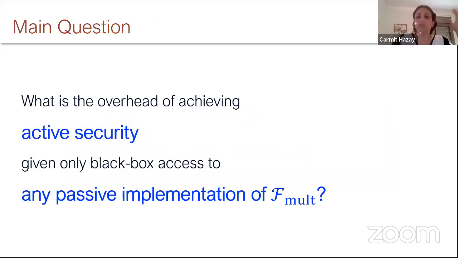And given this abstraction, I can concretely describe the question we are working on in this paper. We would like to measure the overhead of achieving active security over passive, given only black box access to this multiplication functionality over an arbitrary field size, and in different settings. So it could be even in the honest majority setting.